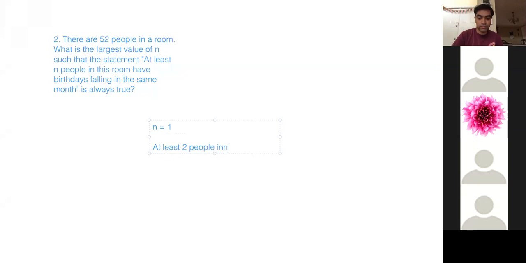At least 2 people in this room have birthdays falling in the same month. Is this statement true or false? Do we think this is true or false? So I have 52 people in the room. Is it possible that no 2 people have birthdays falling in the same month?